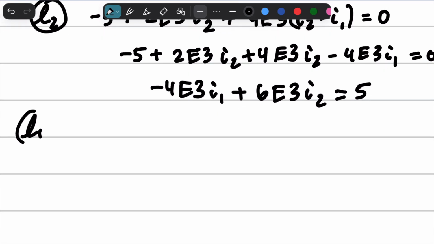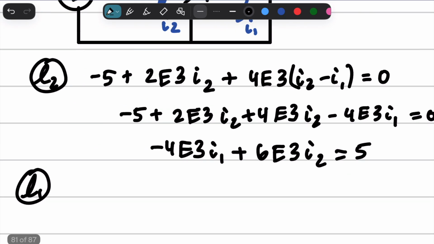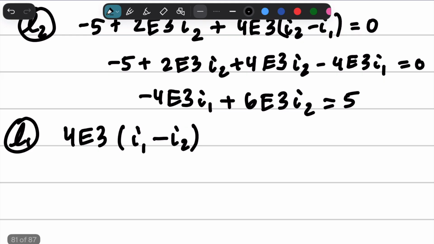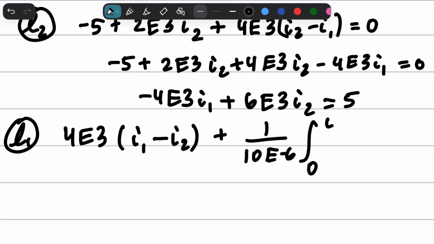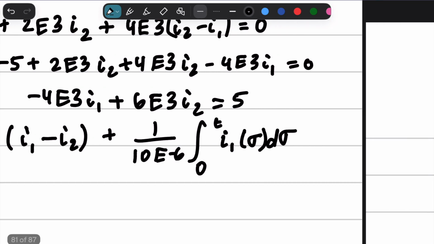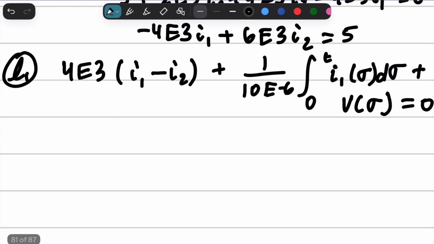Let's write loop 1. Loop 1 is going to be this 4e3 with I1 going up, I2 going down with respect to our loop 1, plus, and because it's a capacitor, we are going to have this integral from 0 to t with I1 on the inside, not I, but I1 d sigma, plus, and I'm going to write this on the next line because I'm running out of room, v sigma equals 0.